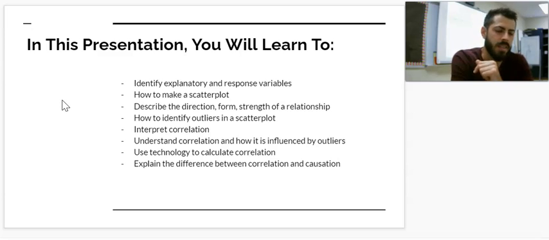We might actually not get to that one. Use technology to calculate correlation, and then explain the difference between correlation and causation. That is probably going to be, well, I'll figure it out.